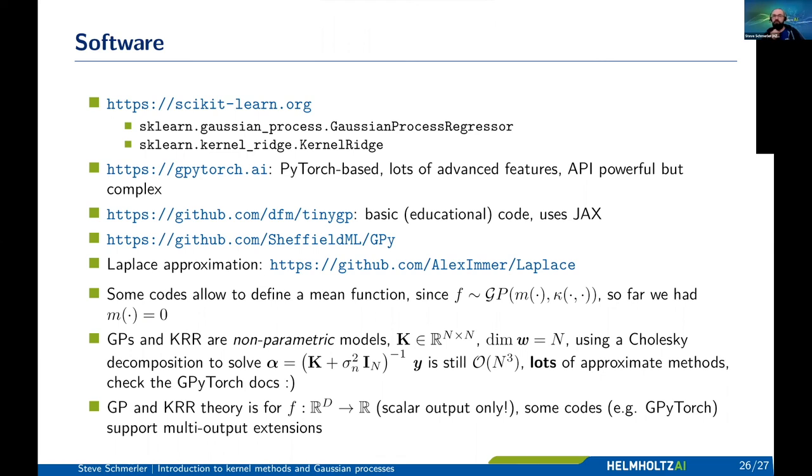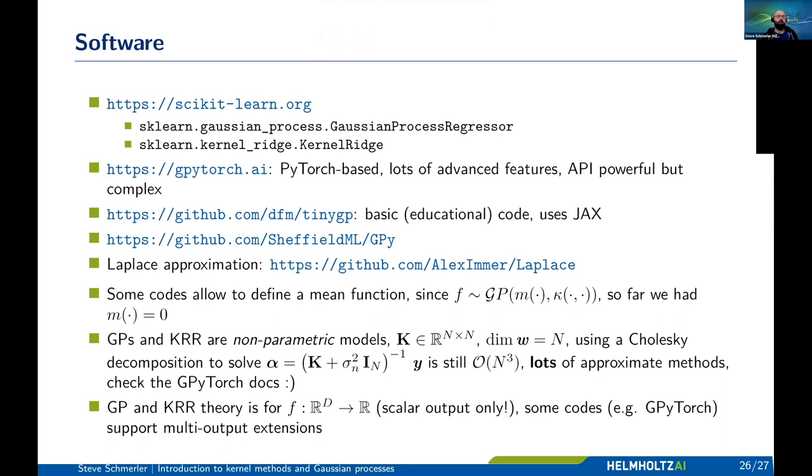So in contrast to normal linear models, GPs and KRR are what's called non-parametric models. So actually this kernel matrix is n by n, so it grows with the number of your data, and the number of weights that you fit is also the number of data points. So you will quickly get in trouble for very large data sets. And there are tons of approximate methods, which, for example, exploit structure in the kernel matrix and similar things, which is all documented in GPyTorch. So I recommend to check out their documentation.